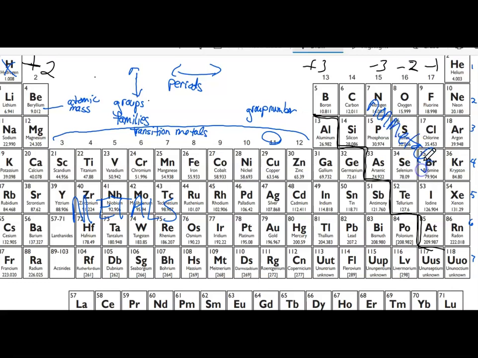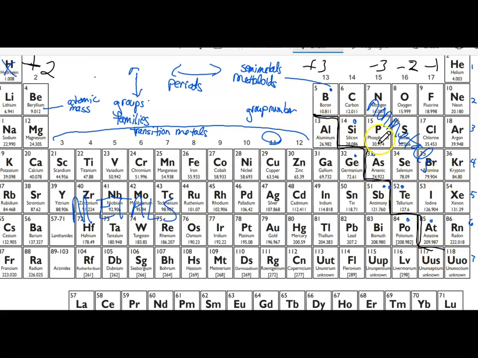Okay, and then bordering this stair-steppy line, these are called semi-metals or metalloids. I'm going to put a dot for those: boron, silicon, germanium, arsenic. These are semi-metals or metalloids. So you can have a group number, you can have a period number, you can have a category of metals, non-metals, metalloids.